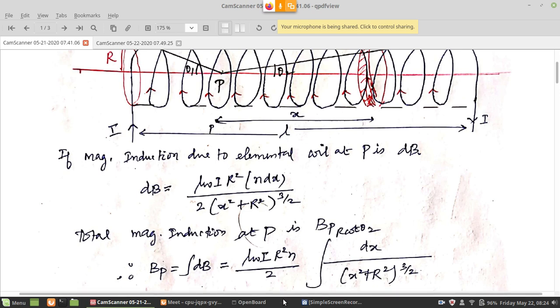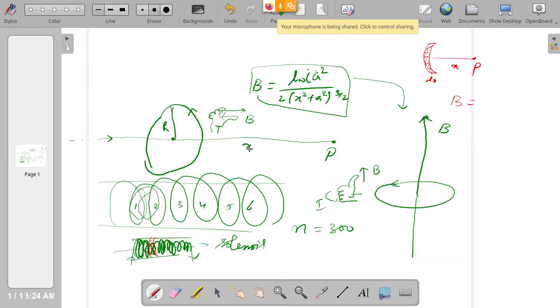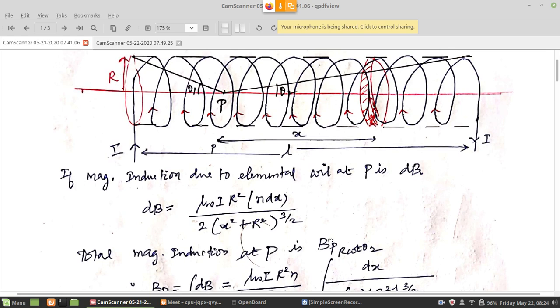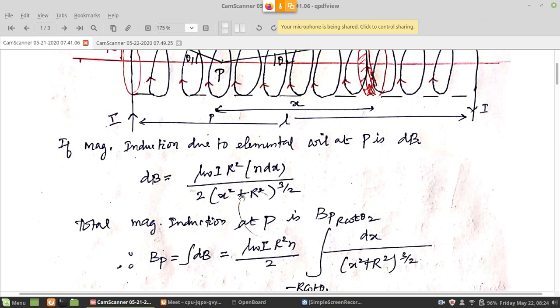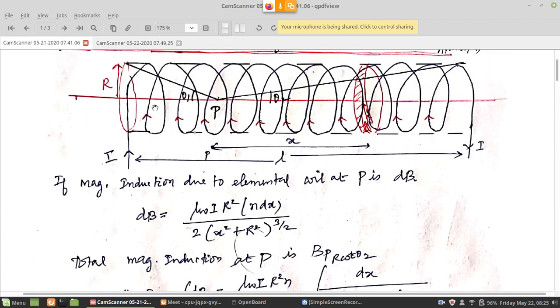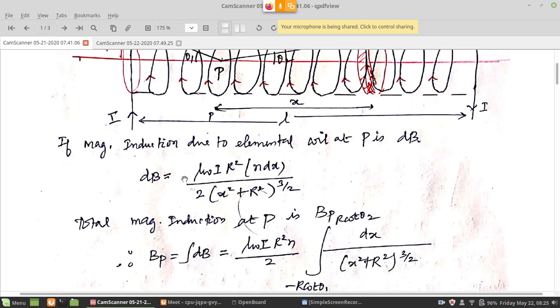Just as we said earlier for the coil, for this coil x and r are there, right? Something same here also we are doing. x and r at a distance P, they are also the same. This is the P, x is the distance here between P and the elemental coil, and r is the radius of the coil. So same here, 2 into (x² + r²) power 3/2. Therefore, now total magnetic induction, if you want for the entire solenoid, we have to integrate this expression.